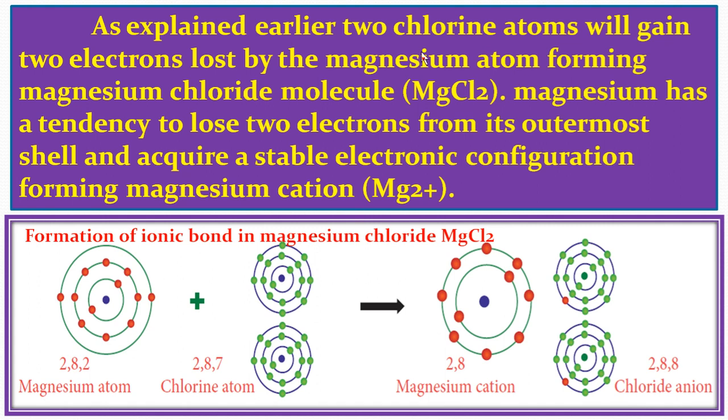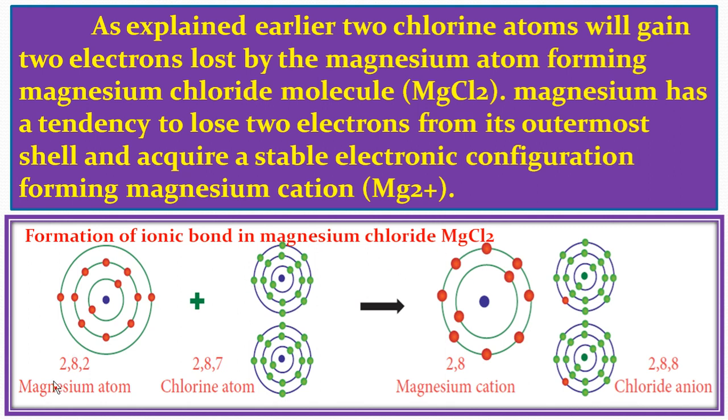So, how many Cl in MgCl2? 2 Cl. Each chlorine atom receives 1 electron from the magnesium atom to form a chloride anion. Can you understand? The atomic number of chlorine is 17, and the electronic configuration is 2, 8, 7. So, in the formation of ionic bond in magnesium chloride MgCl2, there is 1 Mg but 2 Cl.